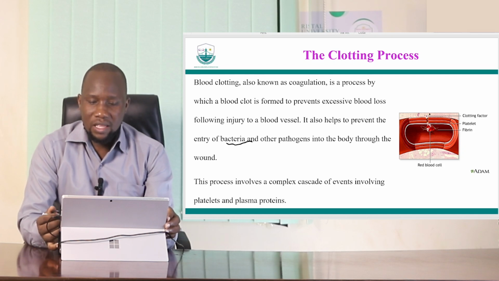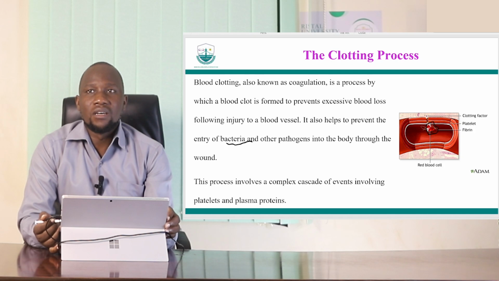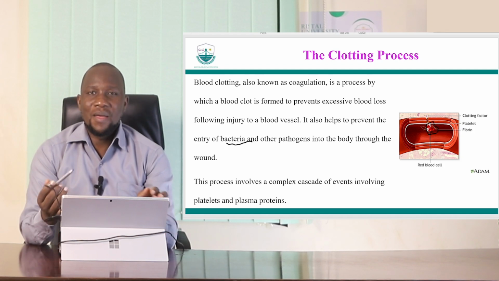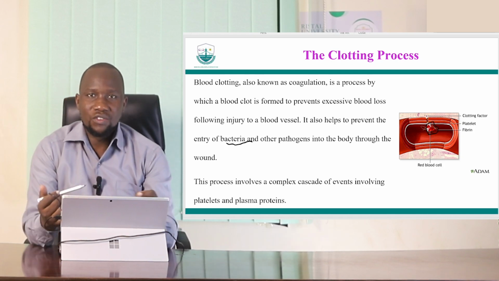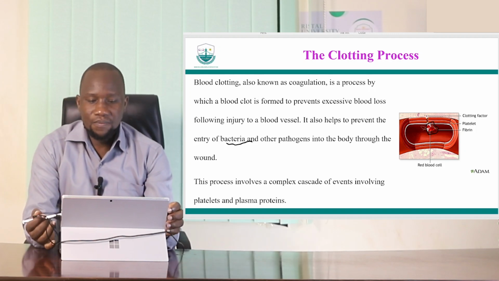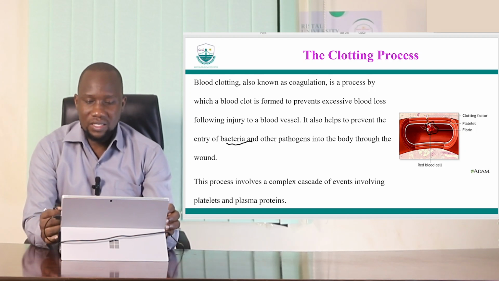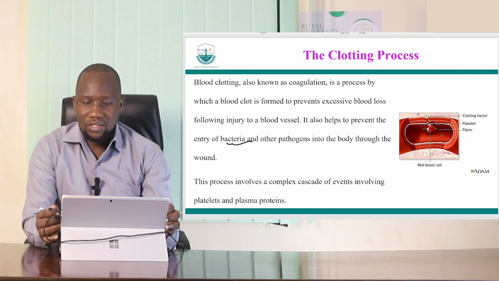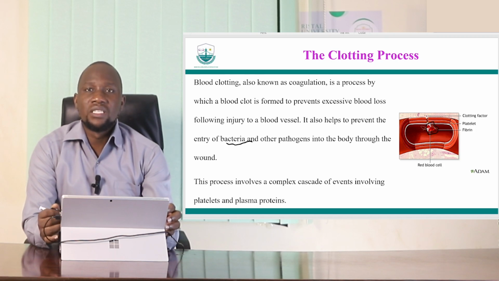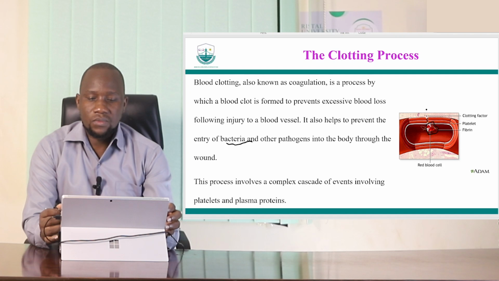Just as you can see here, there is a broken skin, and then you see cells here, and then some fibers. This is what we call a clot. You have cells coming together to form a plug, and you have some fibers being laid. When that happens, this place is sealed, no blood is going to escape, and also no pathogens are entering.